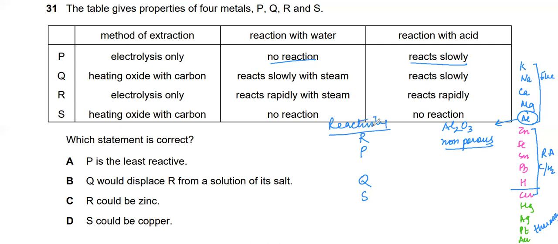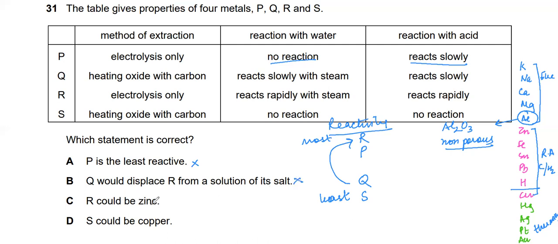On the basis of the properties and characteristics given, I've arranged PQRS as R, P, Q, and S. R is the most reactive, and S is basically your least reactive. Okay, now which statement is correct? P is least reactive? No, that's incorrect. P is not least reactive. Q would displace R from the solution of its salt. Q is less reactive than R, so this displacement will also not take place.